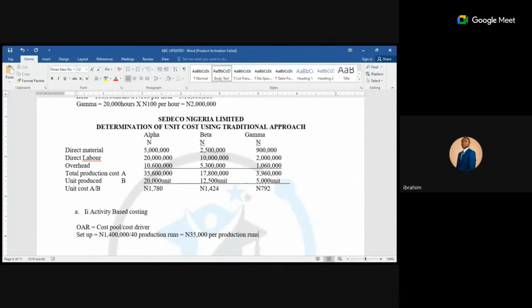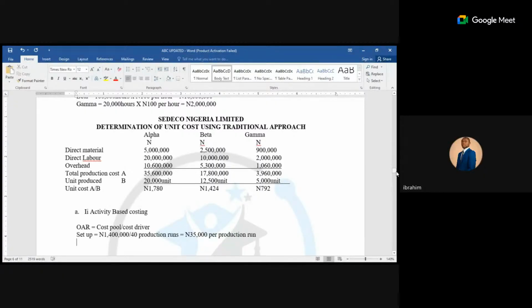Meaning that one production run will cost 35,000. That is what it means. Meaning that one production run will cost 35,000. Now, if they are doing like 5, it will not be 35, it will be 35 times 5. We'll get there. So what is the next? What's next? What next?